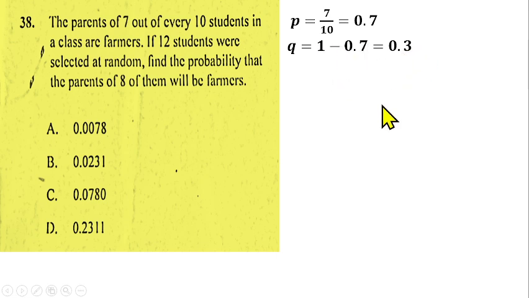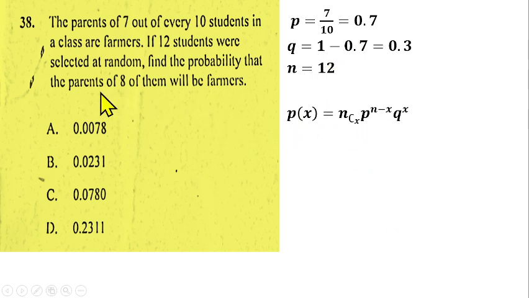That gives us 0.3. Then from there, we are given that the population is 12, the number of students. Then we know that the probability distribution will give us the probability of S is n combination S, P raised to the power S, then Q raised to the power n minus S, where P is the probability of the parent being a farmer, and Q is the probability that they are not a farmer.